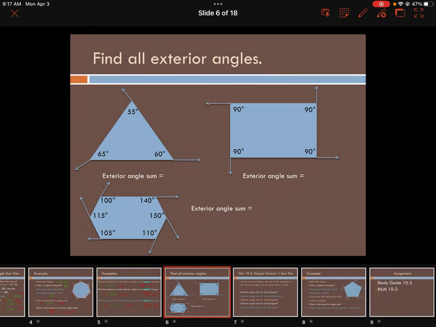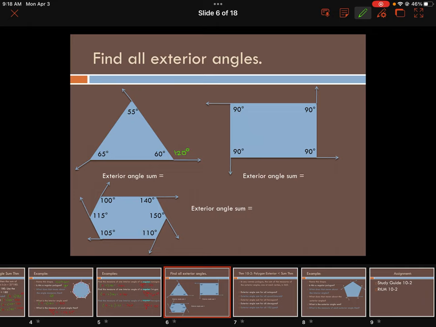This is the second part of our video on section 10.2. We're going to find exterior angles in this video. So obviously your interior angles are inside the shape. The exterior angles are not inside the shape. But there's another part to the definition that's important. Interior angles and exterior angles must add up to 180.